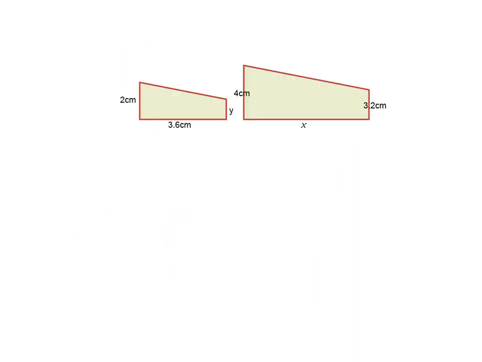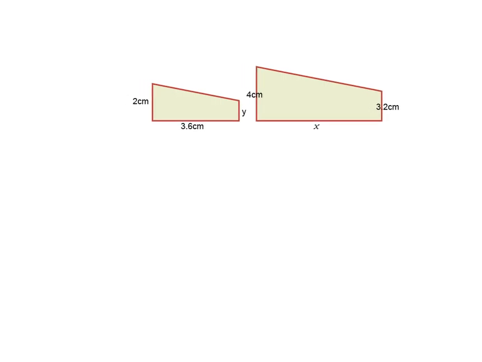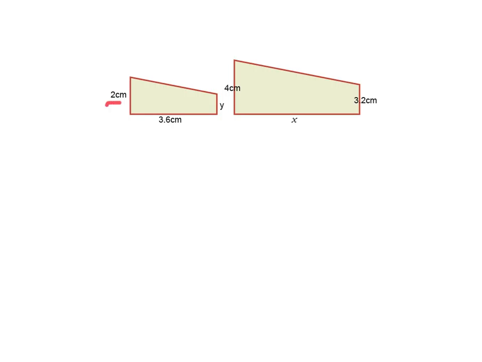These are similar figures. Find x and y. Pause your video and then restart to check your answers. Welcome back from pausing the video. I can see from this side and this side that this second figure is twice the size. So the multiplier is 2 times. So to find x, I can take 3.6 and multiply by 2. I really don't need to set up my proportion. So 3.6 times 2, that means this side must be 7.2.